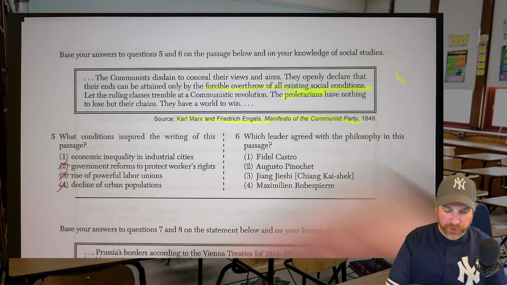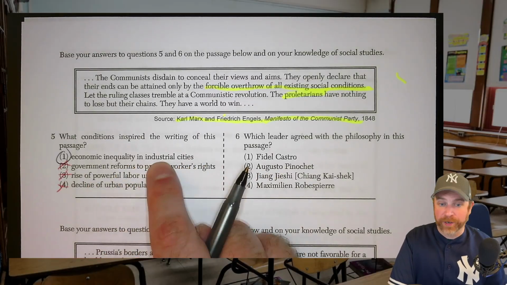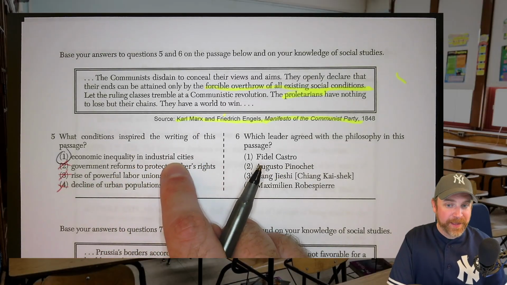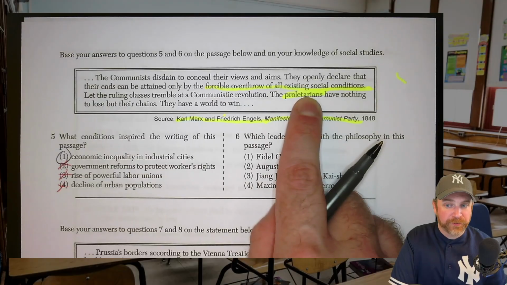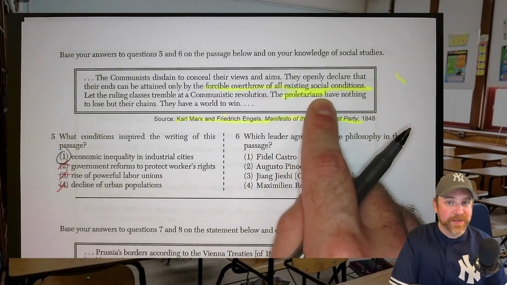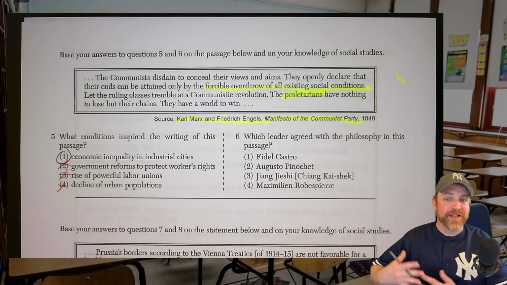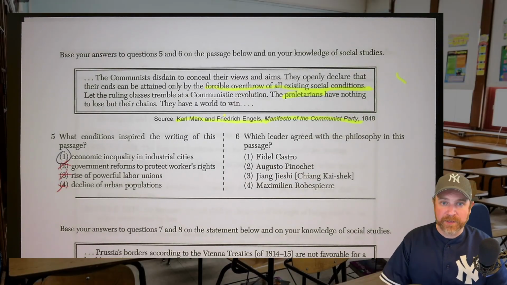And that leaves us with choice 1, economic inequality in industrial cities, right? It's the poor working classes that are really suffering, right? And Karl Marx says that those poor factory workers have a job to do. They have to have a revolution against the status quo in order to achieve their goals. Okay, so the Industrial Revolution creates inequality among people, at least initially, and that leads to writings like the Communist Manifesto arguing for a revolution of the working class.